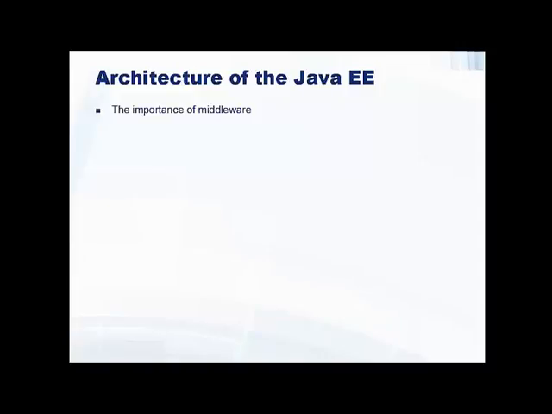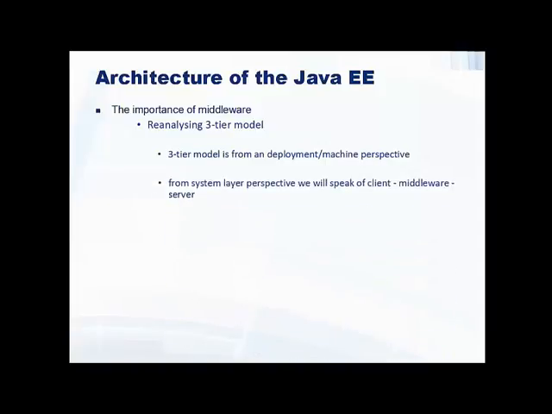The importance of a middleware. This is a new concept that is introduced by an enterprise platform. What is a middleware first of all, and why should we use it? First, we need to reanalyze the 3-tier model. Like we said, the 3-tier model is from a deployment machine perspective. From a system layer perspective, we will now speak of a client, middleware, server.